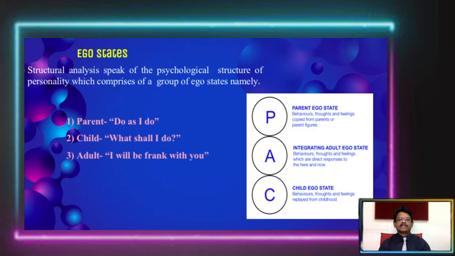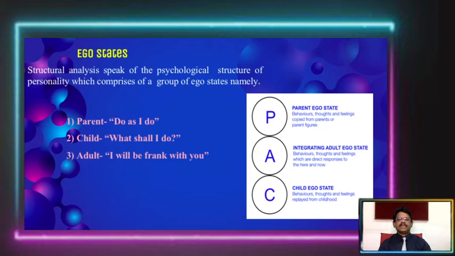If we just look at the ego states, what are these ego states? From a psychological view, the structure of personality comprises a group of ego states. These group of ego states are of three kinds: parental ego state, child ego state, and adult ego state. Right, these are the three ego states.